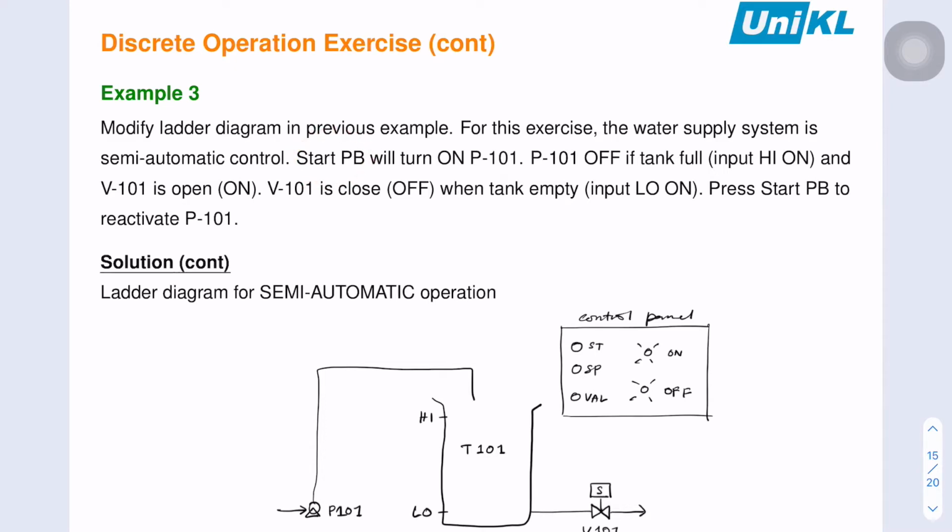Pressing the start push button will turn on pump 101. Pump 101 will only turn off if the high level switch sensor detects the tank is full. And when the tank is full, V101 will turn on to discharge the water in the tank. The discharge valve V101 is closed, which is off, when the tank is empty. The tank being empty is detected by the low level switch.